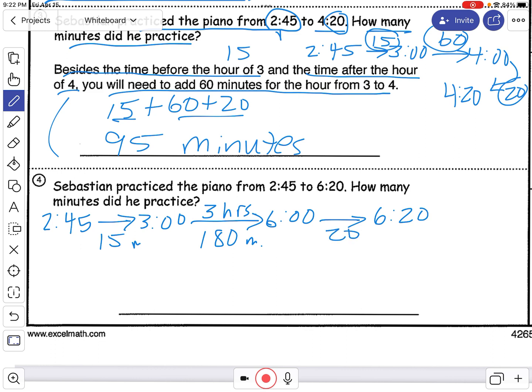So now what we have to do is add all these up. And 180 and 20 is 200. And 15 more makes 215 minutes. Woo, did you get that one right? I hope so. Erase and fix your paper if you did not.